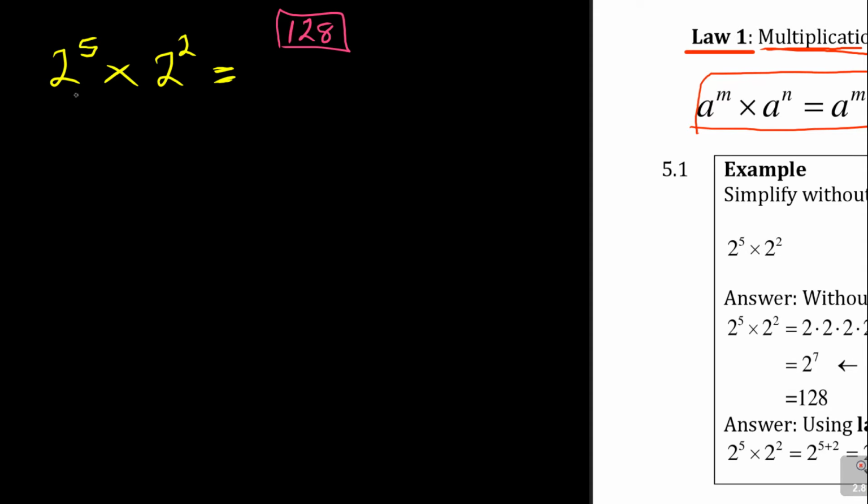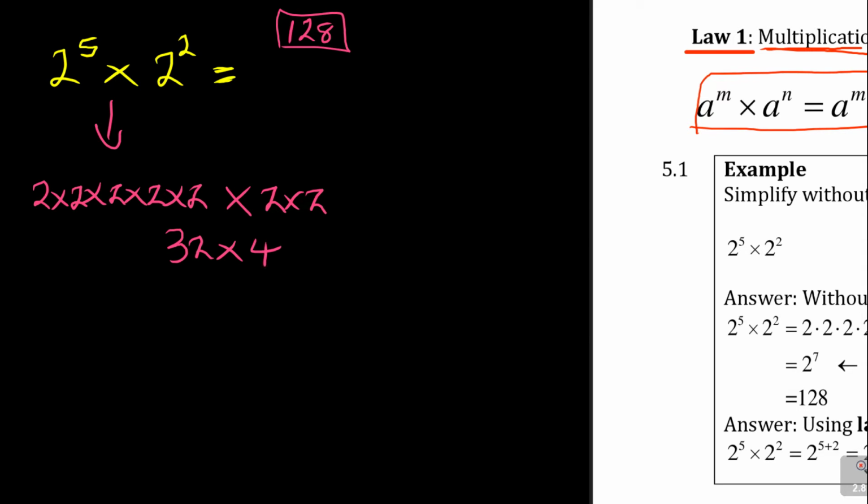But now with exponents, if I was not using the laws, 2 to the power 5, remember, is the same as 2 times 2 times 2 times 2 times 2. That is 1, 2, 3, 4, 5. Times 2 to the power of 2, which is 2 times 2. So 2 times 2 is 4, 4 times 2 is 8, 8 times 2 is 16, 16 times 2 is 32. Times 2 times 2, which is 4. So we are saying 32 times 4, that's where we get 128.